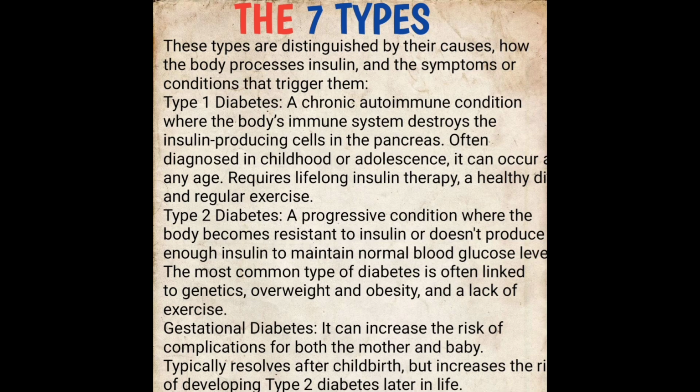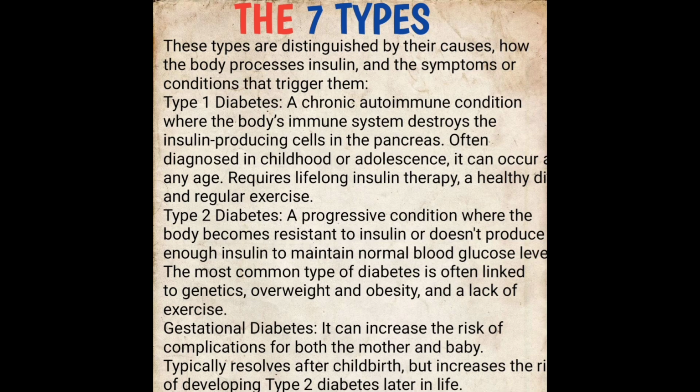Type 1 diabetes, we all know, is a chronic autoimmune condition affecting children, babies, from onset, requiring lifelong insulin therapy, a healthy diet, and regular exercise. Type 2 diabetes is a progressive condition which I had explained earlier. It has to do with dysglycemia, especially eating habit. It could also be genetic. And the most common type of diabetes is type 2, affecting over 85%. It's often linked to genetics, overweight and obesity, and a lack of exercise.